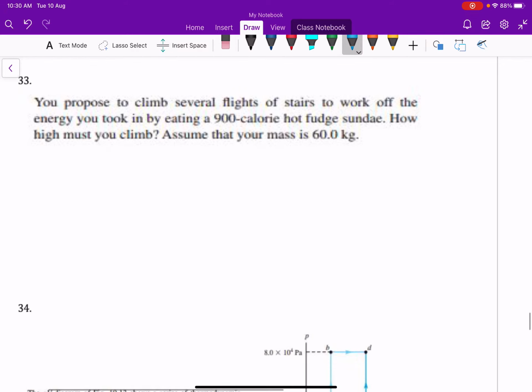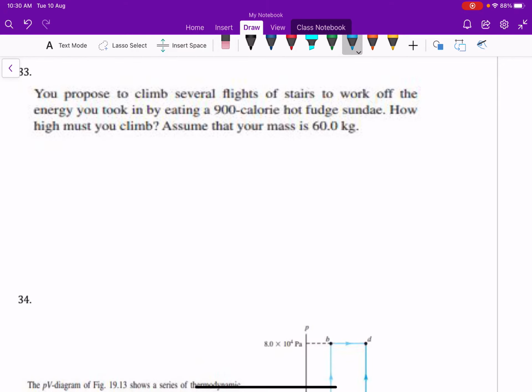Next, you propose to climb several flights of stairs to work off the energy you took in by eating 900 calories. Here the amount of energy given to you is equal to how much? 900 calories, and convert calories into joules. 900 into 4.2 joules. 1 calorie is nothing but 4.2 joules.